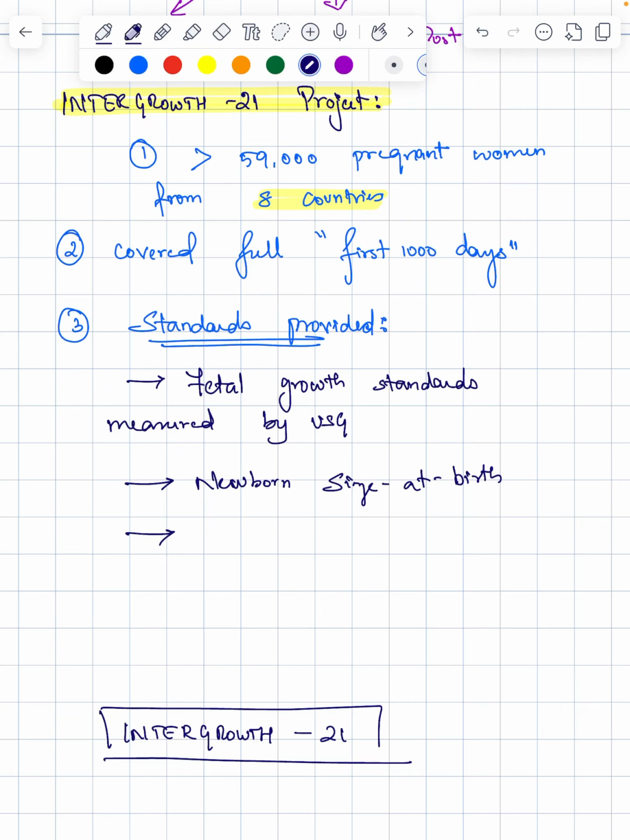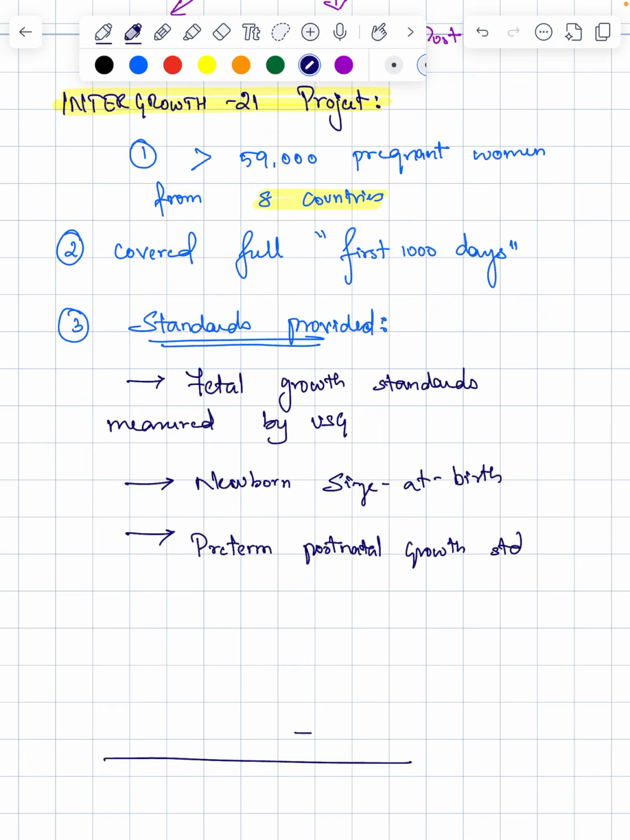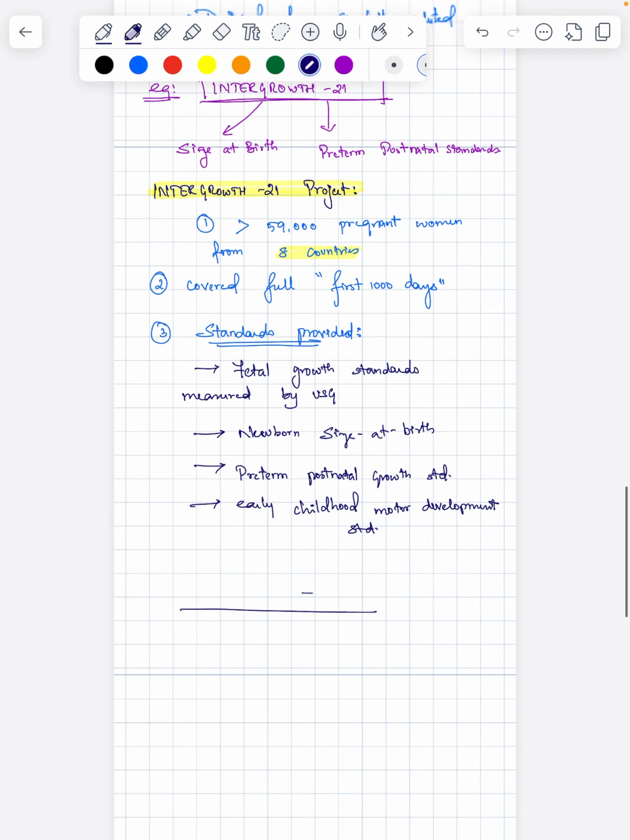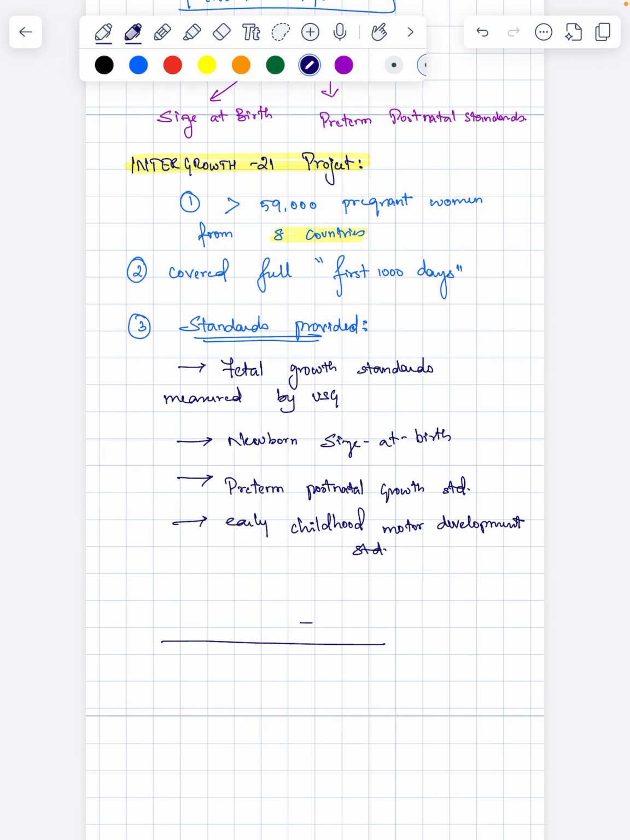Third, it has another chart, that is your preterm postnatal growth standard. Fourth, it provides early childhood motor development standards. Okay, these are important points you need to know about your Intergrowth 21 project.